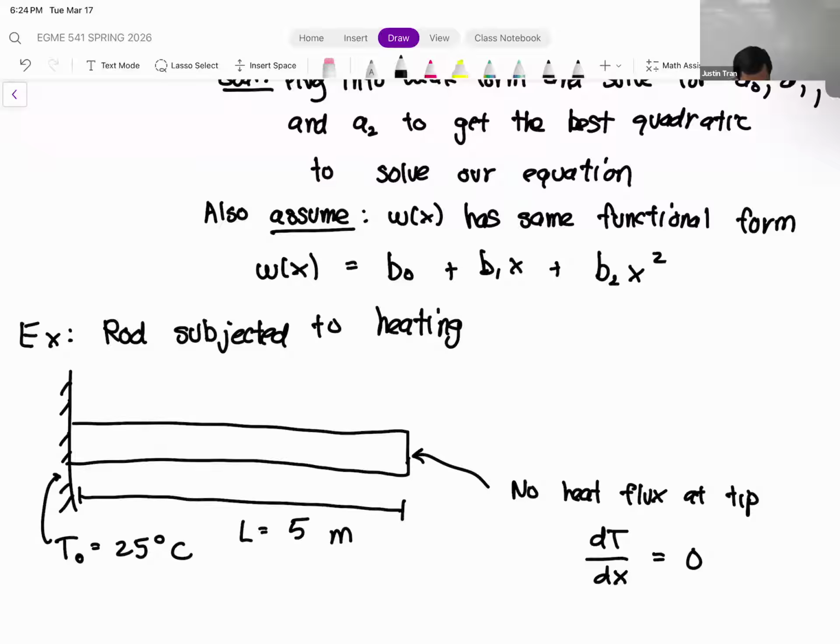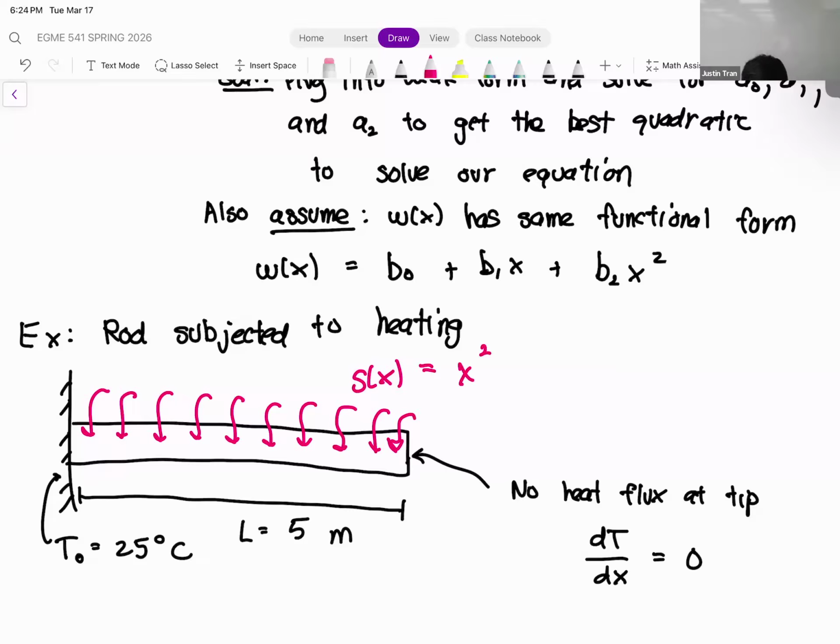And let's say that we have some kind of uniform heating that is occurring throughout the entire rod. We're going to model that uniform heating as our function s of x. And we're going to say it's going to ramp up as you get further down the rod. So we're going to say that s of x is equal to x squared divided by 5.